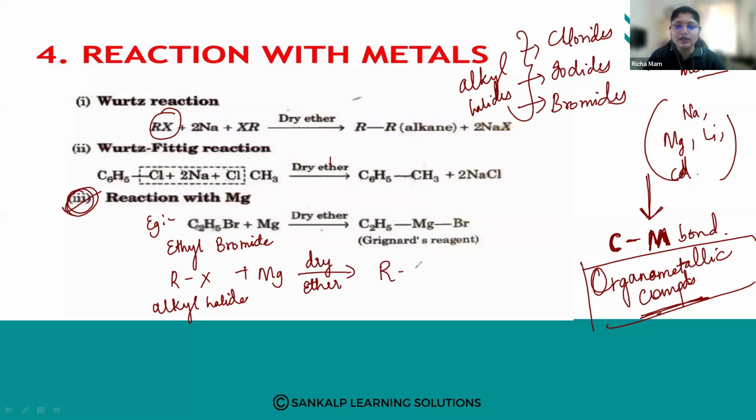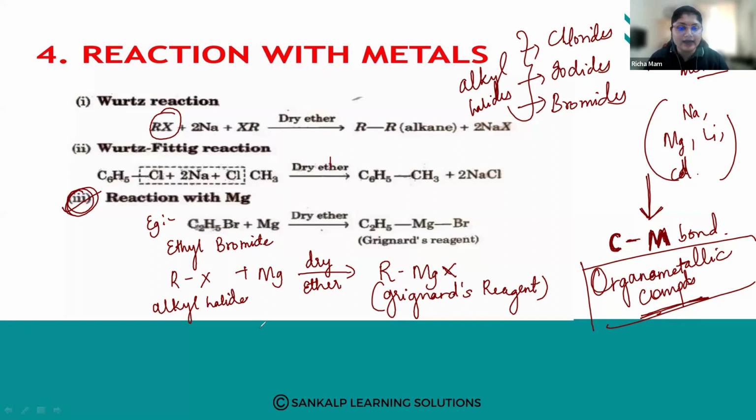It will be RMgX. Okay, it will be RMgX. So this is called Grignard reagent. What is it called? Grignard's reagent. So what is Grignard reagent? Important, please make a note. Grignard reagent is an organometallic compound, and how is it obtained?